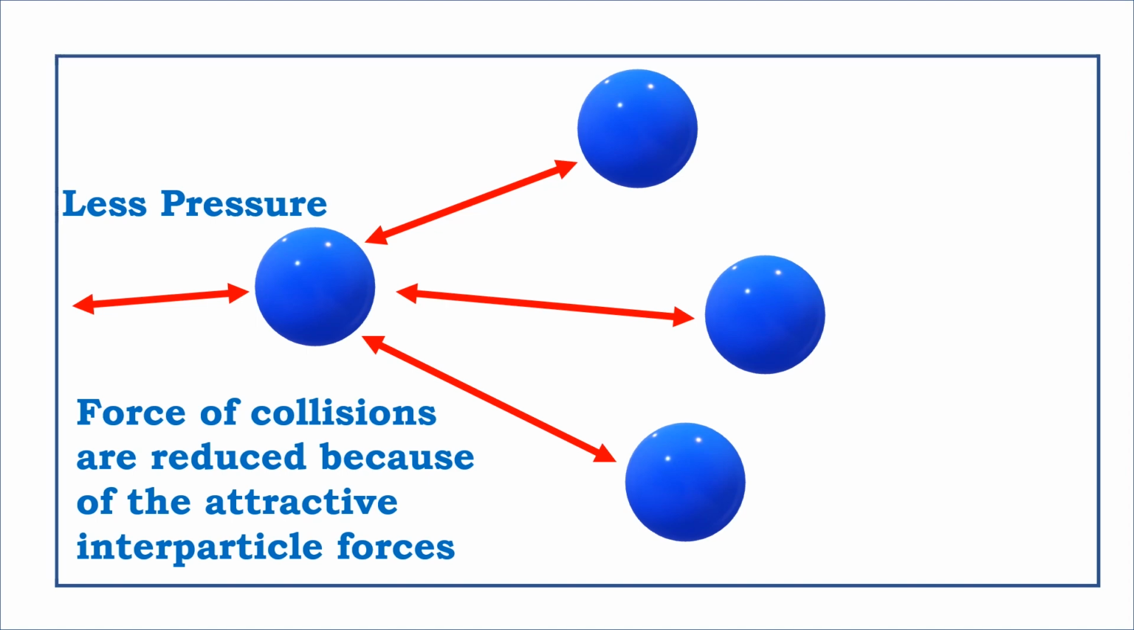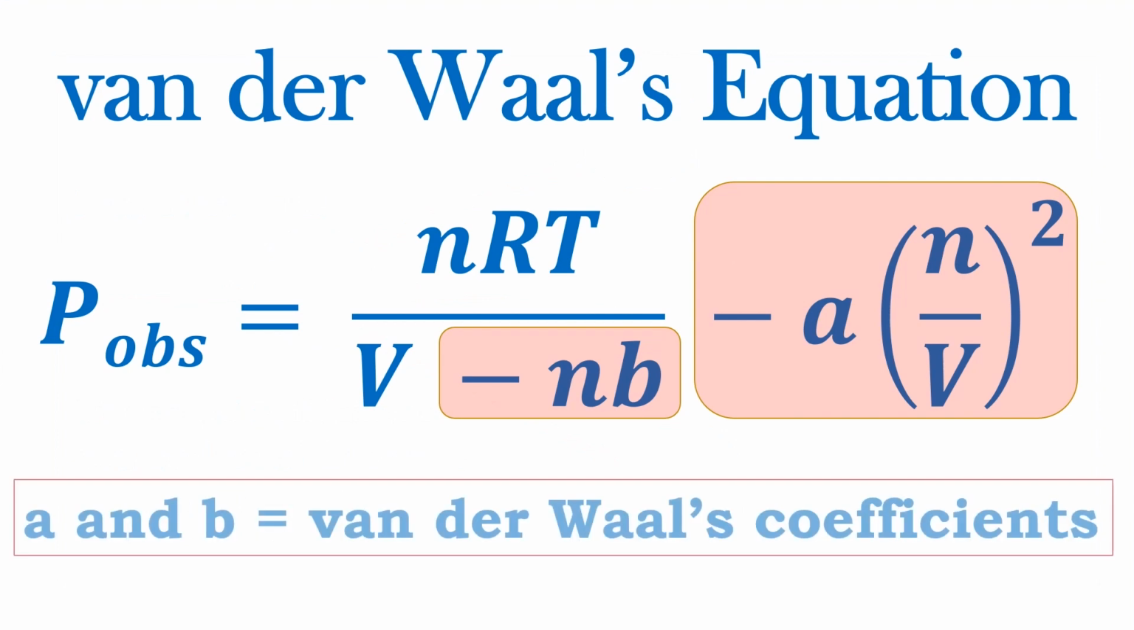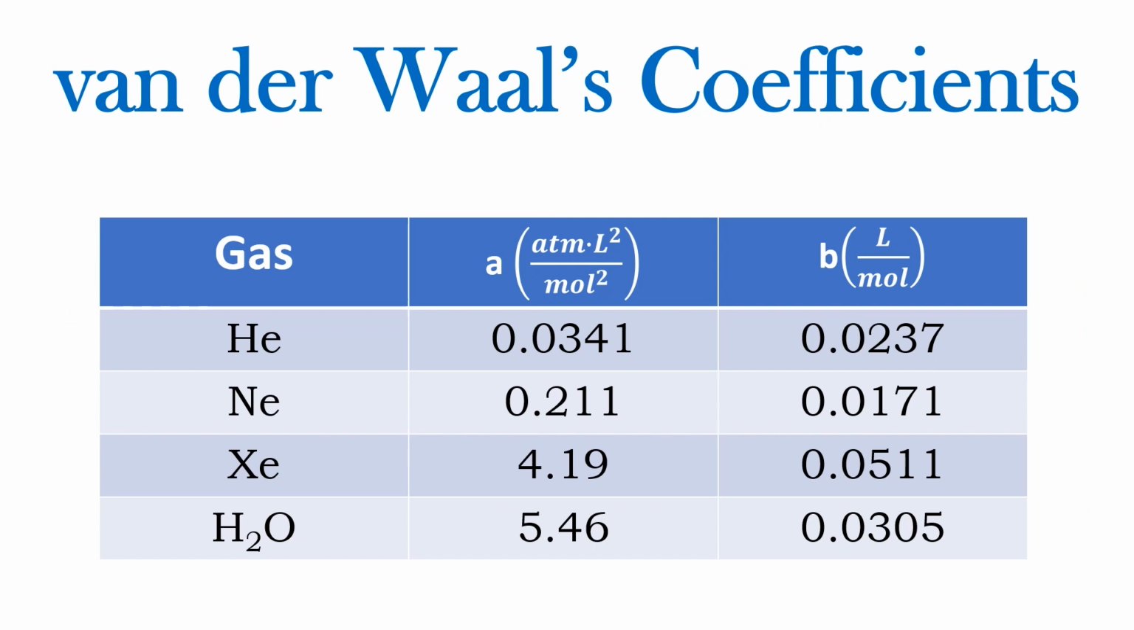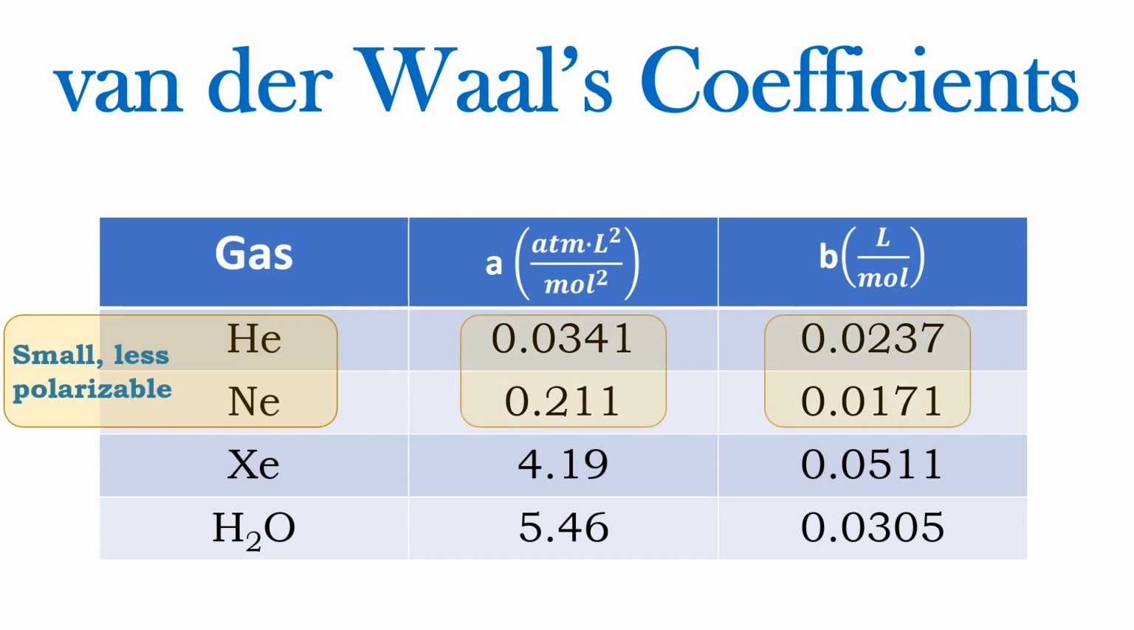Let's return to van der Waals equation. a and b are called van der Waals coefficients for the pressure and volume corrections, respectively. Here are some coefficients for a few gases. I've chosen helium, neon, xenon, and water for this exercise. Helium and neon are small noble gases with small polarizabilities, therefore exhibit weak interparticle interactions. Their coefficients are very small compared with xenon and water.